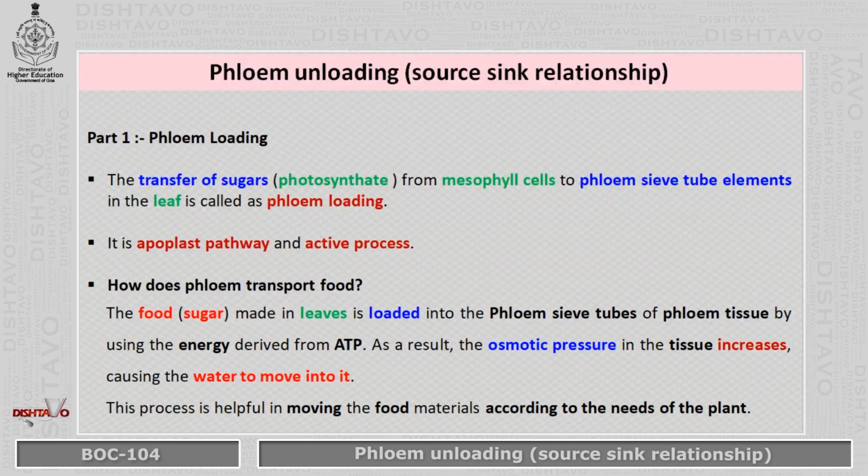How does phloem transport food? The food, that is sugar, made in leaves is loaded into the phloem sieve tubes of phloem tissue by using the energy derived from ATP. As a result, the osmotic pressure in the tissue increases, causing water to move into it. This process is helpful in moving the food materials according to the needs of the plant.